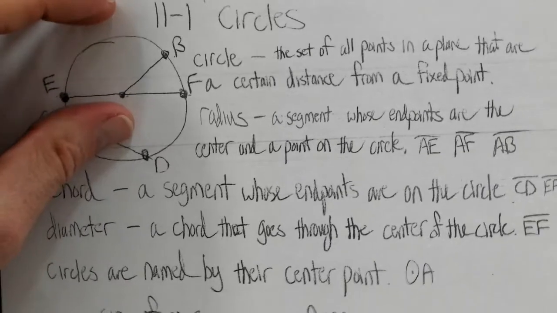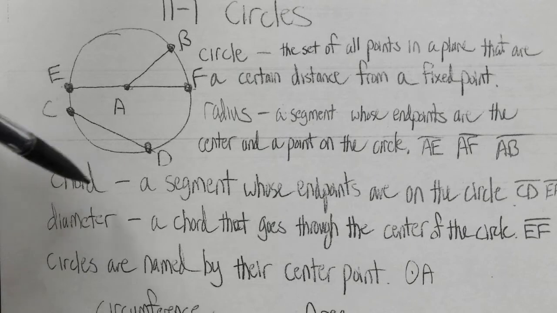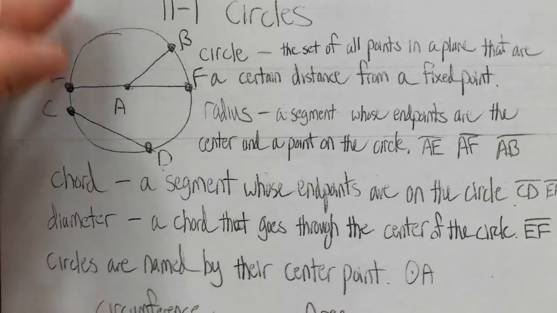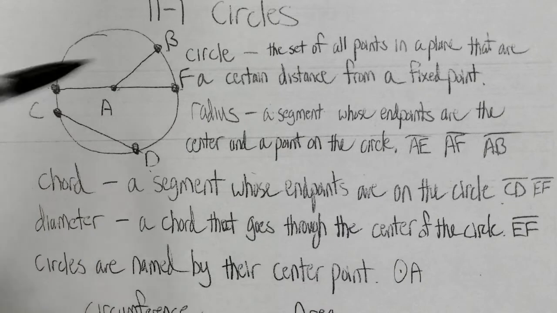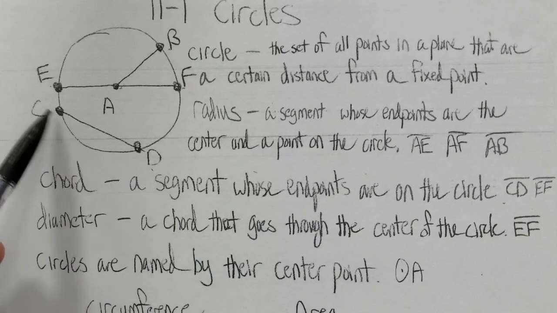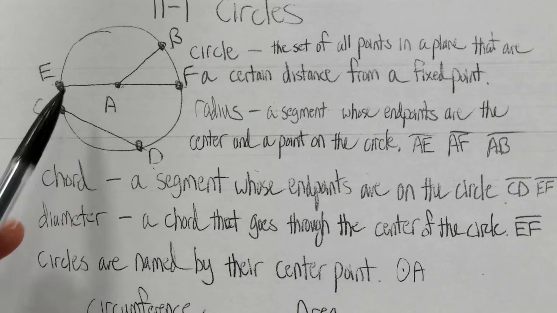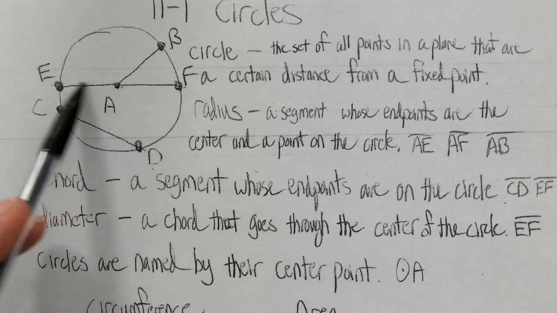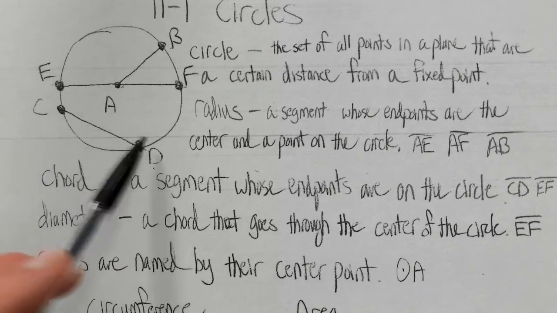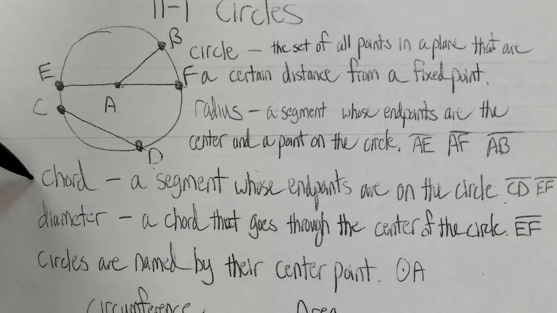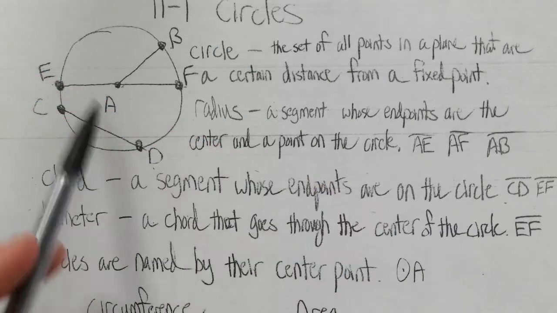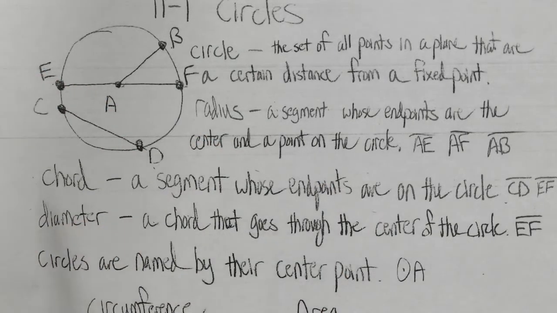One word that you may not be familiar with is chord. A chord is a segment whose endpoints are on the circle. Like for example, segment CD, the endpoints are on the circle. Segment EF, the endpoints are on the circle. So if the endpoints are on the circle, that would be considered a chord. A diameter is just a chord that goes through the center of the circle. So EF would be considered a diameter.